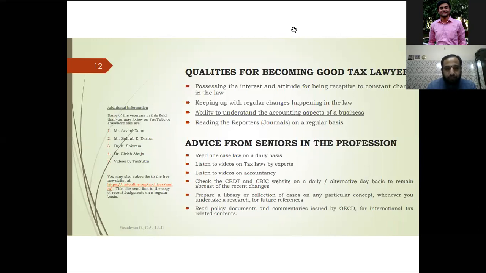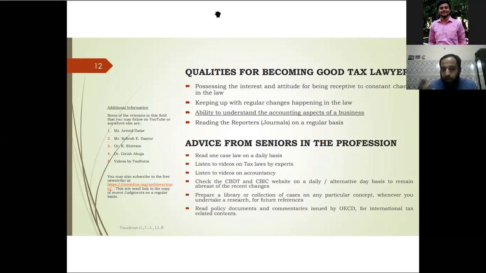And these would give you a lot of good insights on the thought process which is involved in a tax matter. So you also have to regularly look at the website of CBDT, CBIC, see what happens there, and then you can prepare a library of your own, whatever material that you're reading. Just keep that with you for future references.